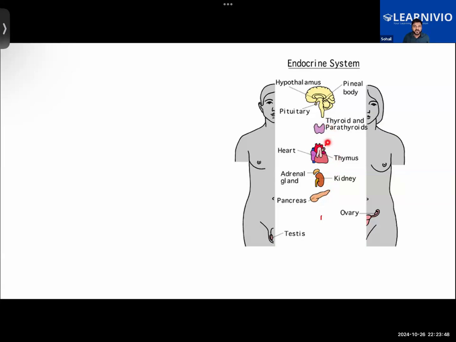All these changes are actually brought about by, yes, Ibrahim, by, yes, you there, by the hormones. Ibrahim, are you there in the class? Yes.